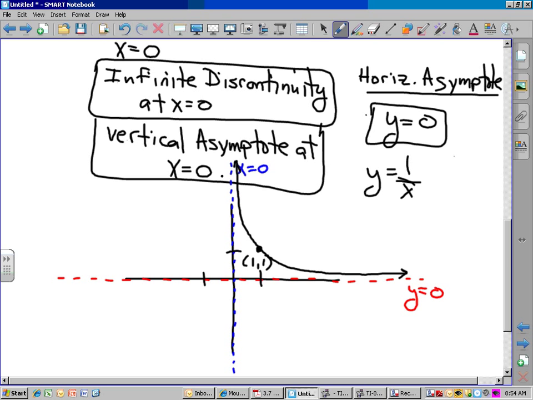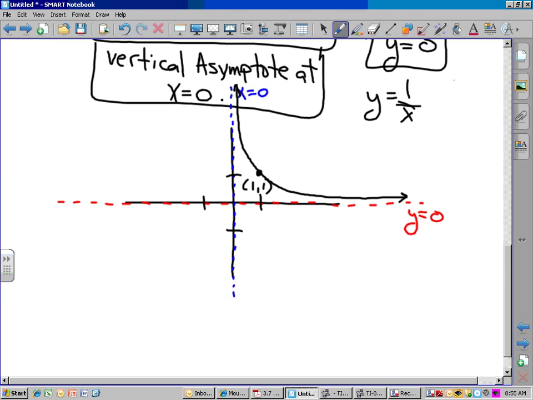If we plug in a negative 1, 1 over negative 1 would be negative 1. So we get (negative 1, negative 1). Again, the graph must get closer and closer, but never actually touch our asymptotes. So there's the graph. If you want to plug in more points to confirm that, you can.